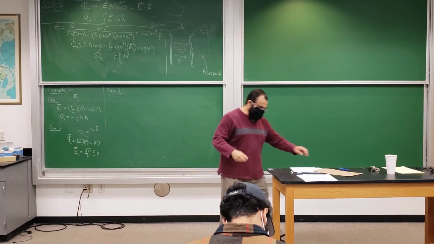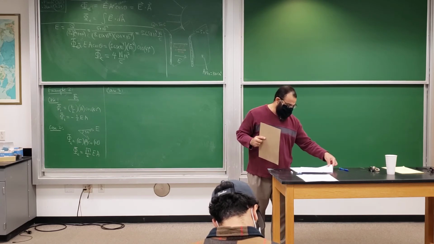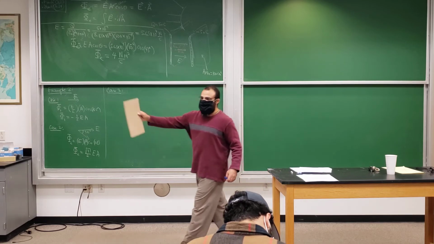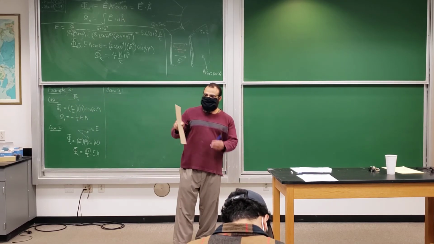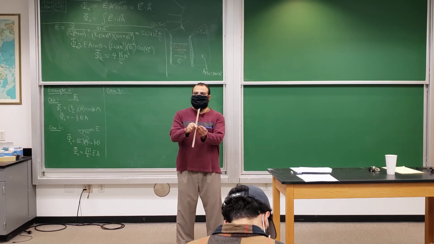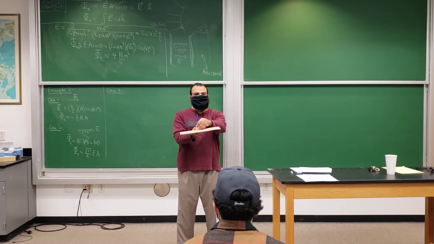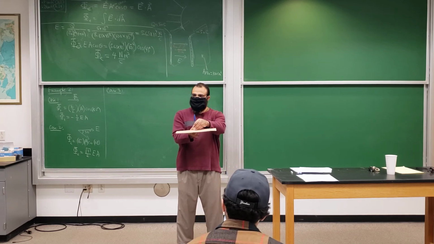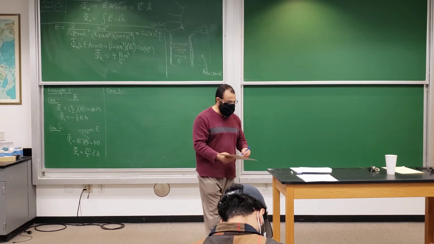How many cases do I have? 4. Okay, so case 3. The electric field is still coming that way. How do I orient my surface for case 3? This way. So what's the flux? 0. Yeah, the angle is 90. Cosine of 90 is 0. No flux. So in case 3, 0.